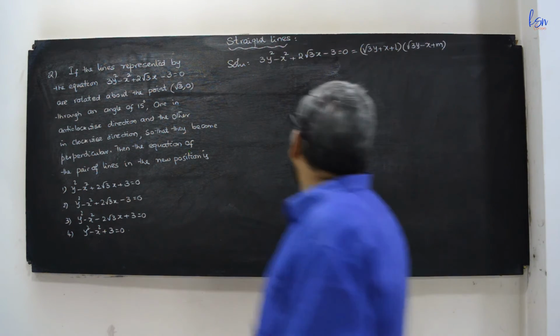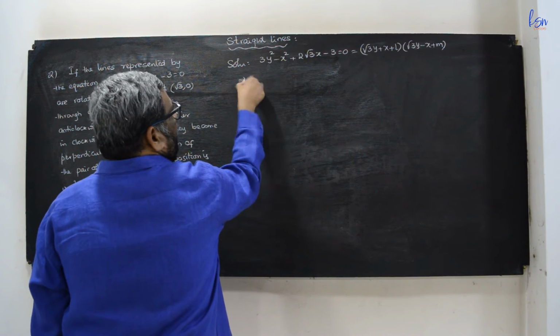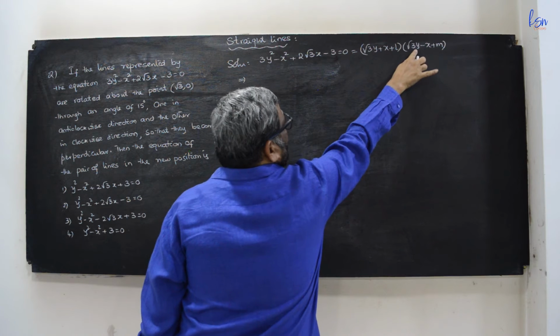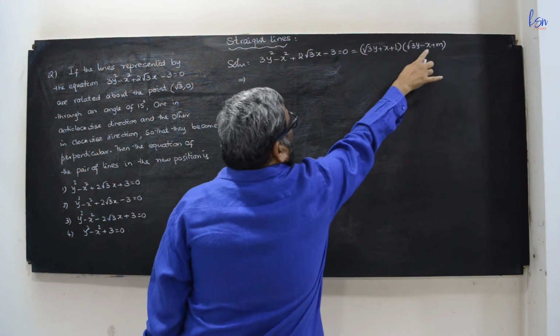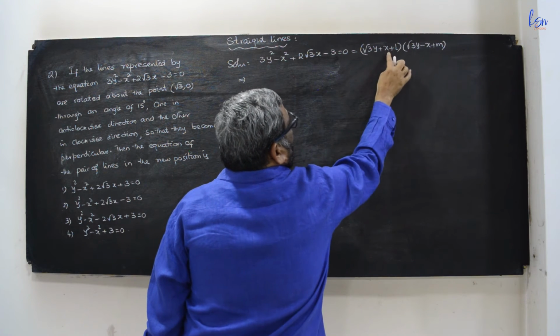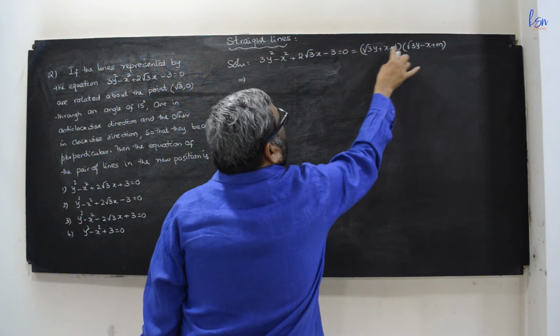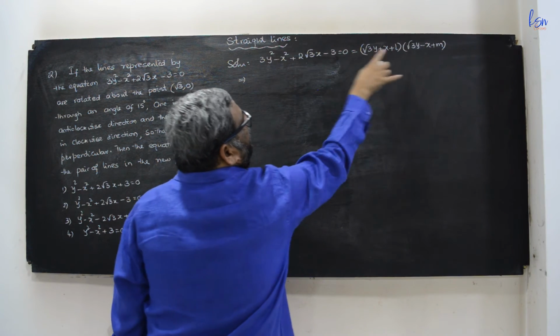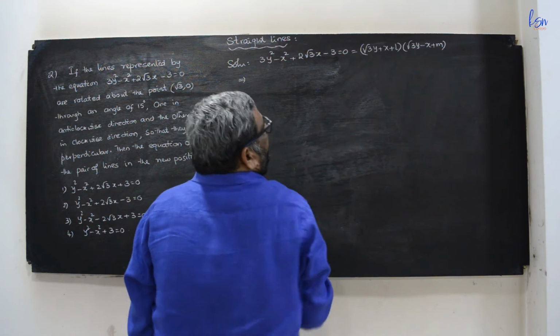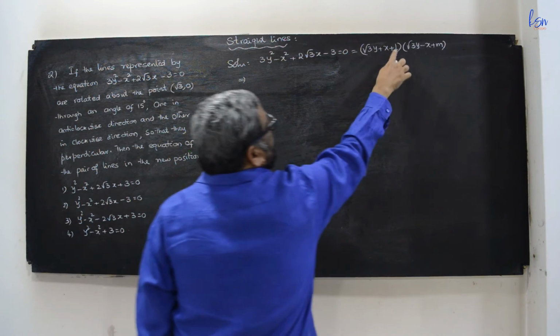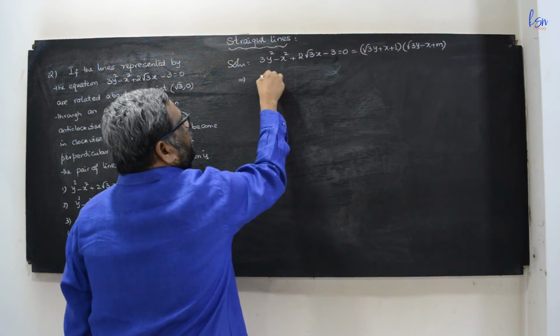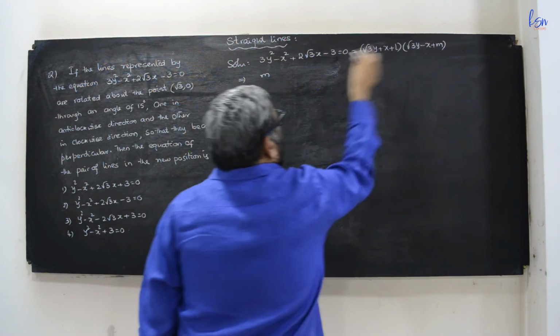On comparing the coefficients, let us see. Root 3y square, root 3 into root 3, 3y square, minus root 3xy, minus here minus root 3xy plus root 3xy, 0, minus x square. Now you take the x coefficients. This is mx and this is minus lx.